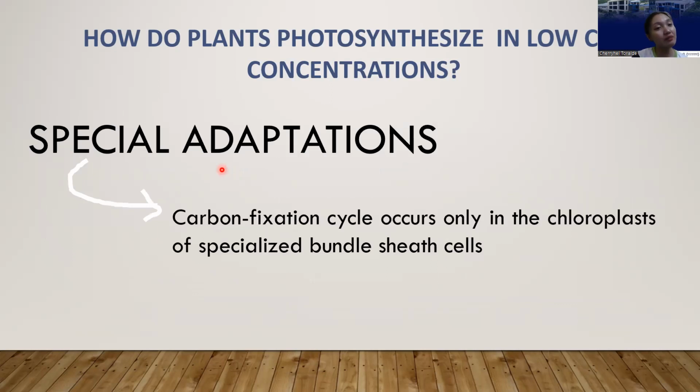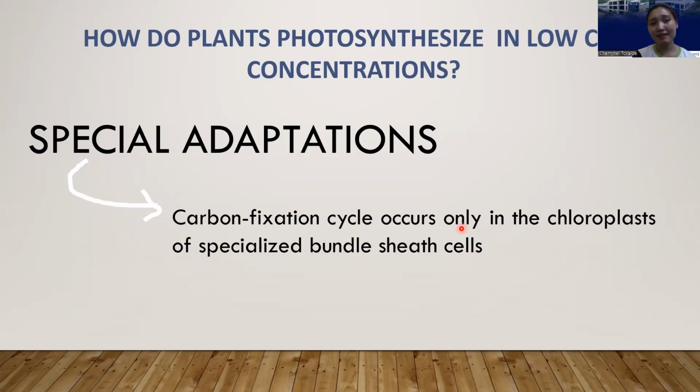So what are some special adaptations in other plants? This is the reason why some plants can tolerate hot conditions while other plants cannot, because their photosynthetic capability is hampered if it is too hot, di ba? Or if there is low carbon dioxide concentration. So carbon fixation cycle occurs only in the chloroplasts of specialized bundle sheath cells. So unlike sa mga common na plants that we see in our environment, the evergreen plants, dito ra sa imong mga mesophyll cells. Yes.